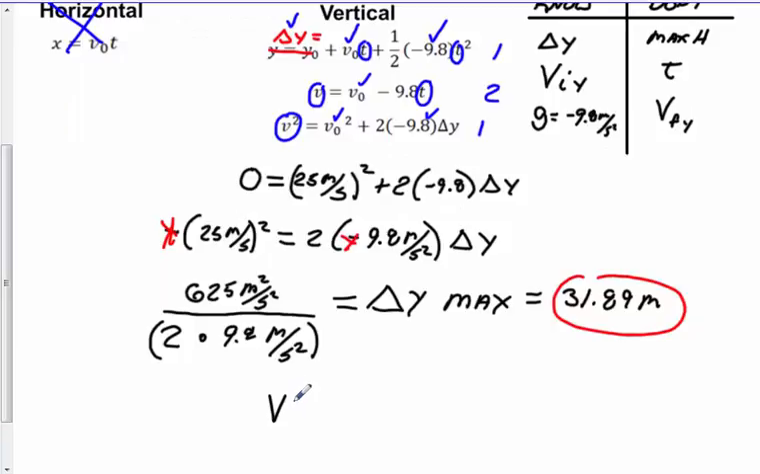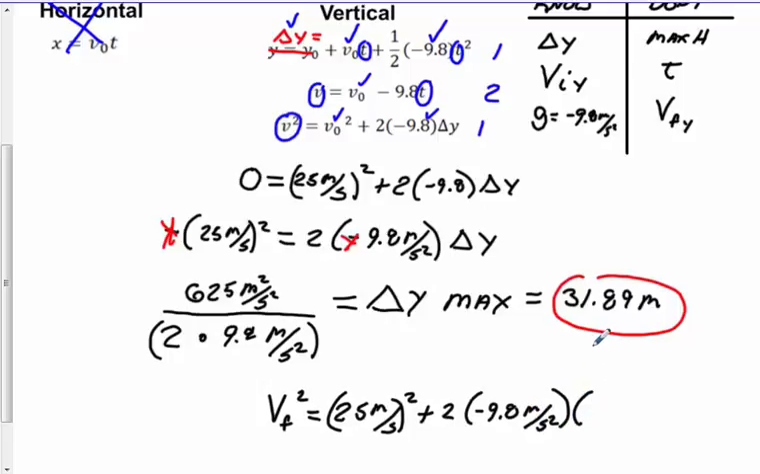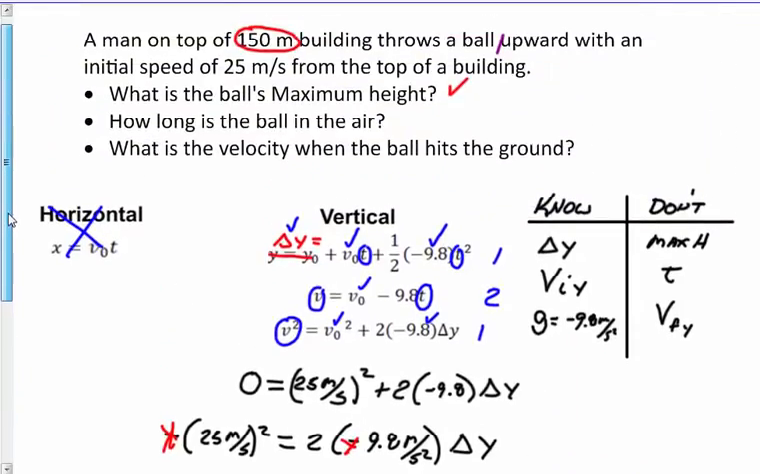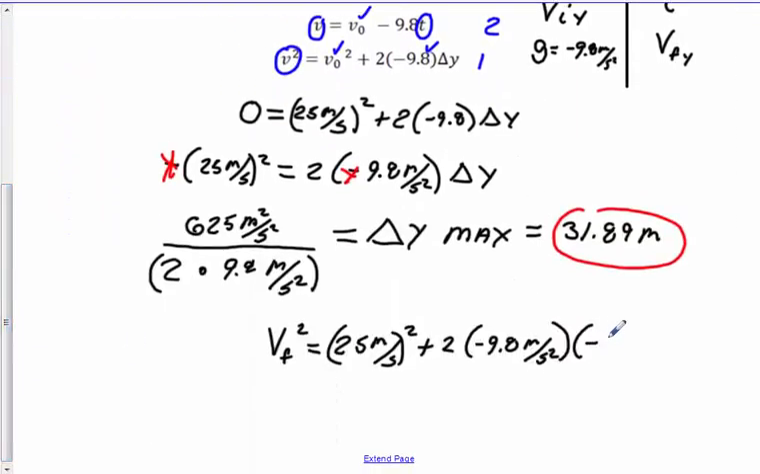So I come down, I say v final squared is equal to my initial velocity, which is 25 meters per second, squared, plus 2 times negative 9.8 meters per second squared times delta y. Now delta y, I am following a distance of 150 meters, so I will make that negative 150 meters. Now signs are critical, so be very careful when you read this problem. Okay, so I will go ahead and do the math there. You're going to have 25 squared, 625, and then plus 2 times negative 9.8 times 150.